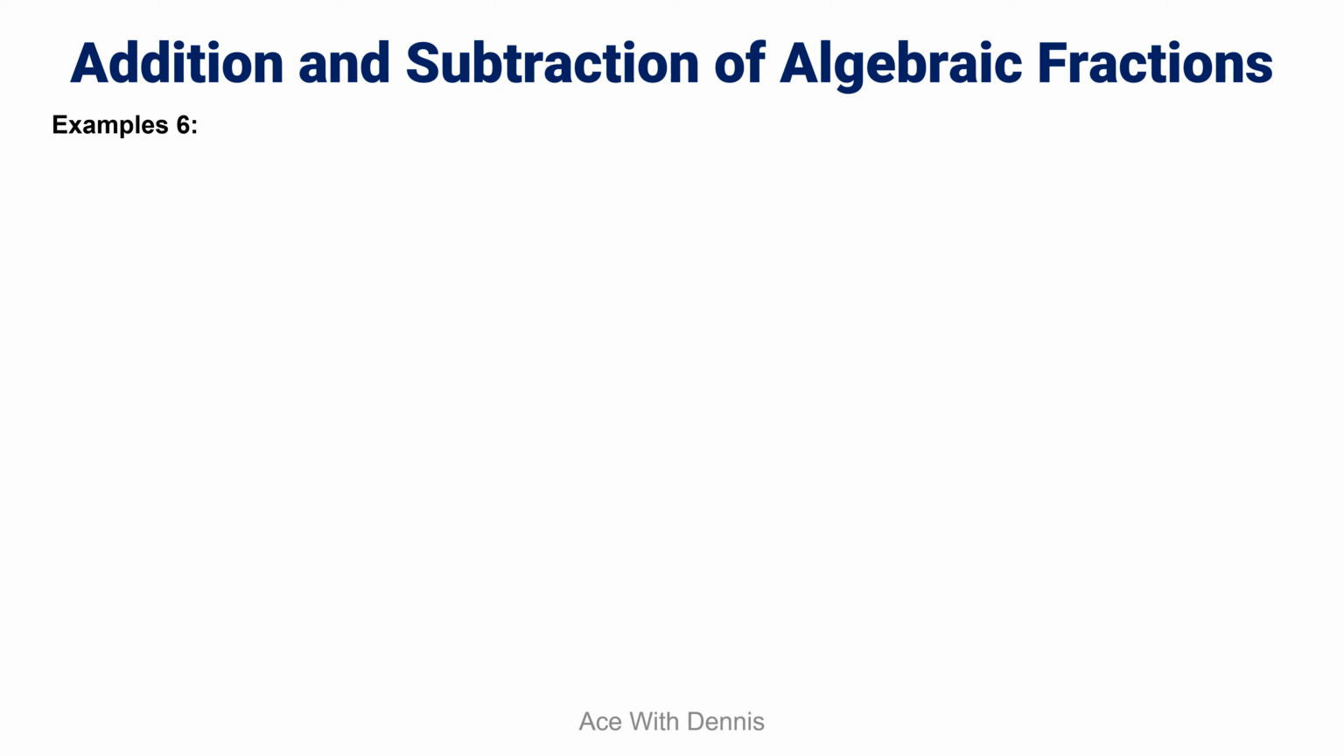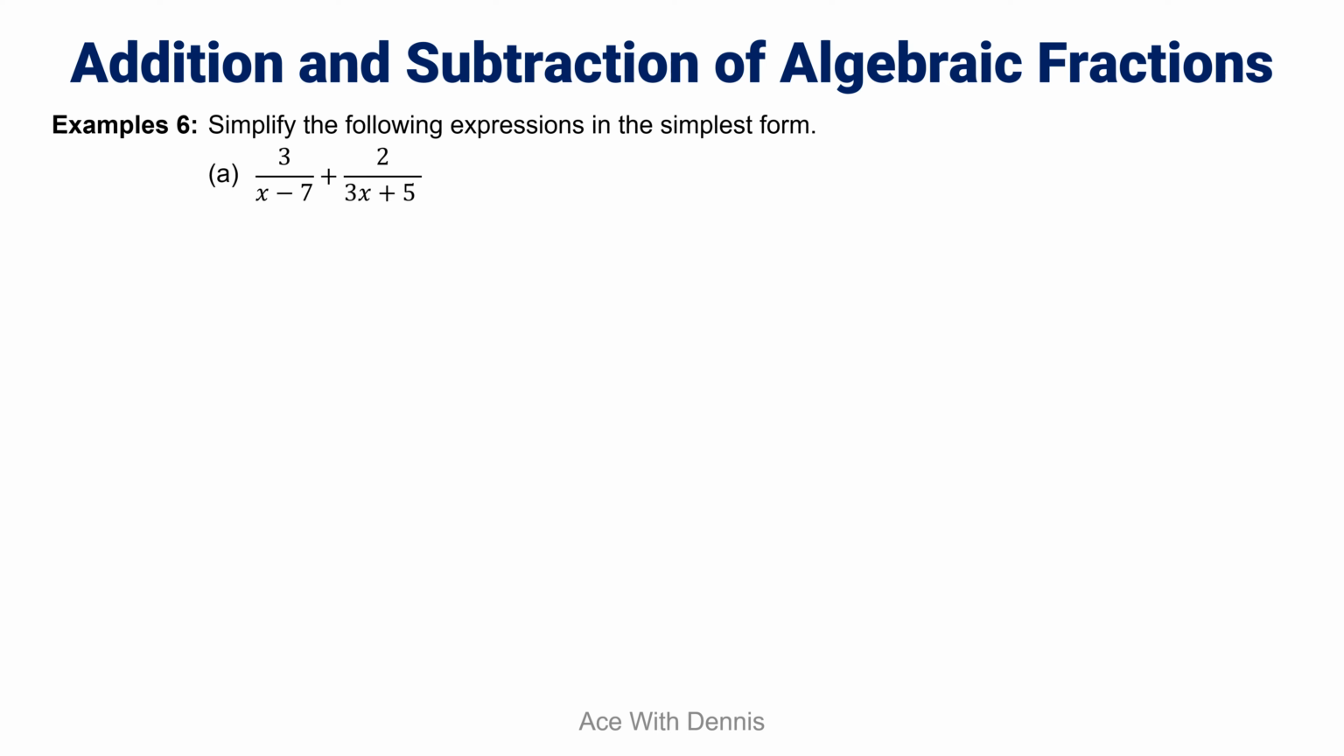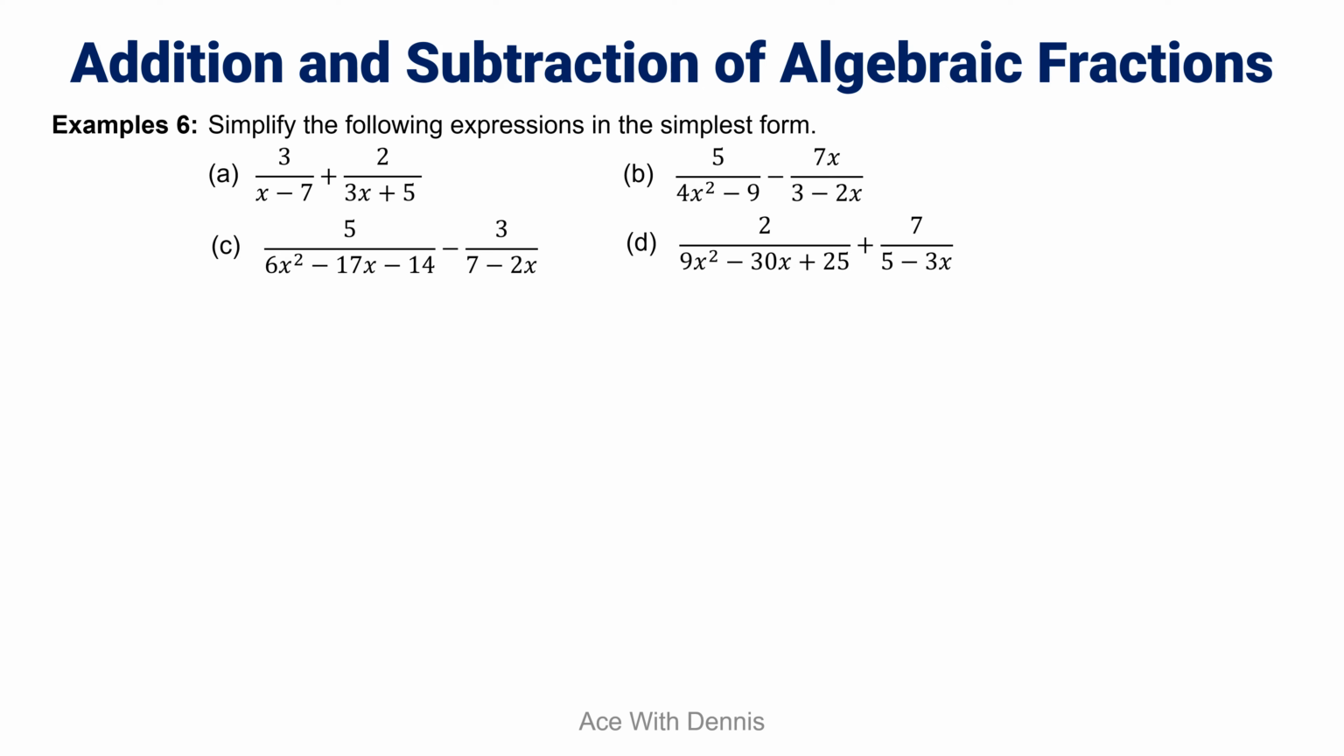Now we'll look at example 6, where the denominator of the fraction has more than one term. Simplify the following expressions in the simplest form. A. 3 over x minus 7 plus 2 over 3x plus 5. B. 5 over 4x squared minus 9 minus 7x over 3 minus 2x. C. 5 over 6x squared minus 17x minus 14 minus 3 over 7 minus 2x. And D. 2 over 9x squared minus 30x plus 25 plus 7 over 5 minus 3x.